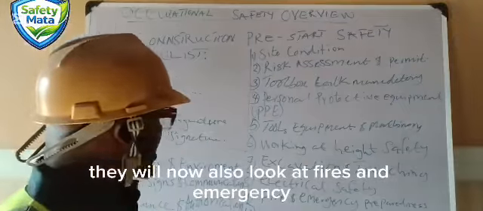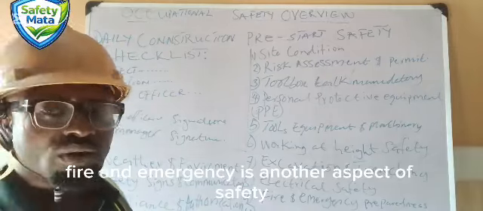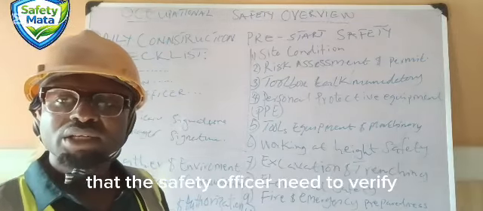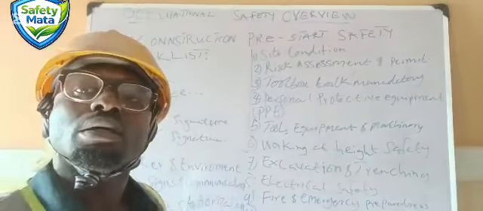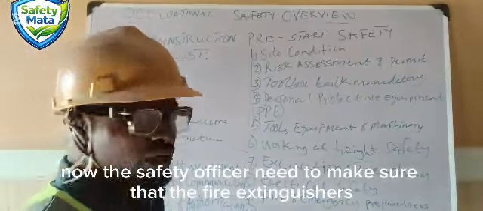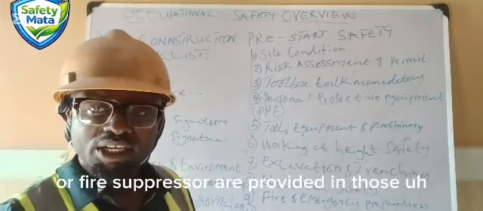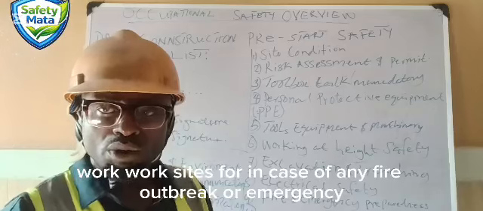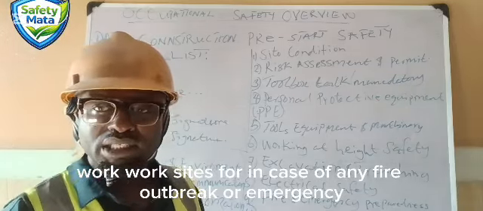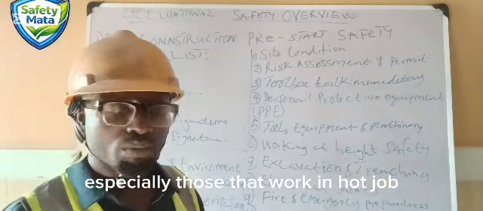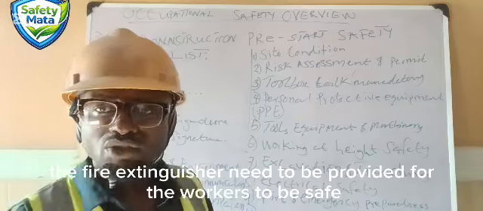They will now also look at fire and emergency. Fire and emergency is another aspect of safety that the safety officer needs to verify. The safety officer needs to make sure that fire extinguishers or fire suppressors are provided in those work sites in case of any fire outbreak or emergency, especially for those who work in hot jobs. The fire extinguisher needs to be provided for the workers to be safe.